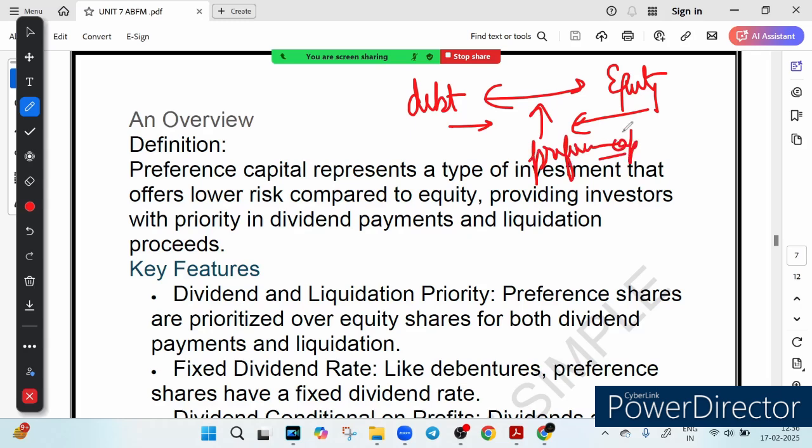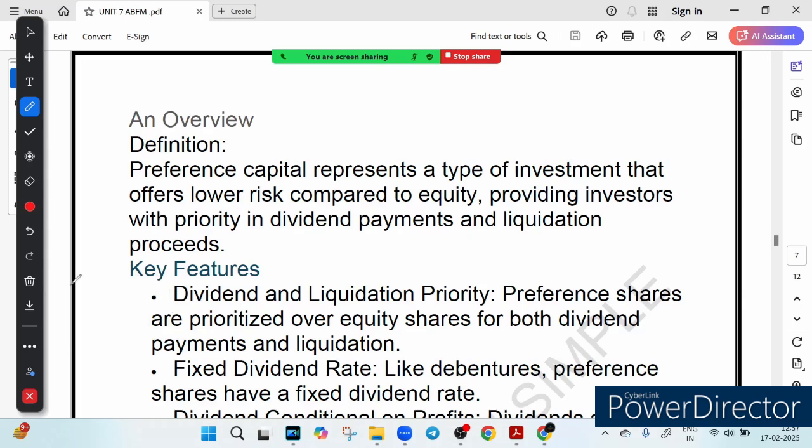So let me break it down for you. What is preference capital? Preference capital is a type of investment where investors get higher priority than equity shareholder when it comes to dividend and liquidation money. So that is why the word preference is written, because they get preference over whom? Over equity shareholder, right? For what? For two things: dividend payment and liquidation proceed.